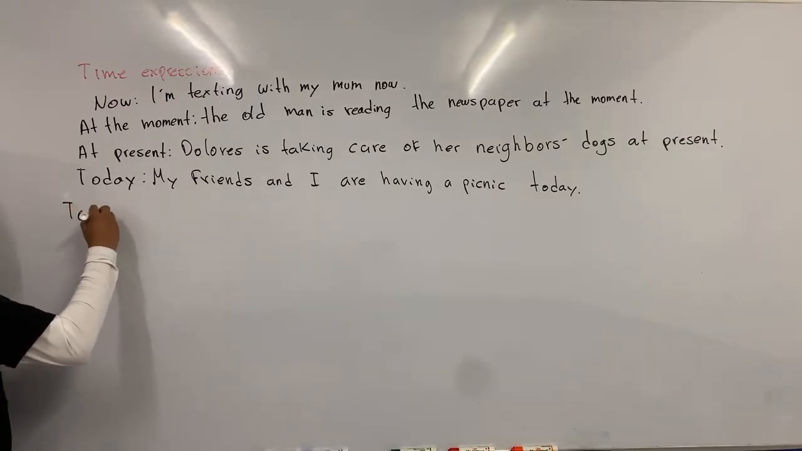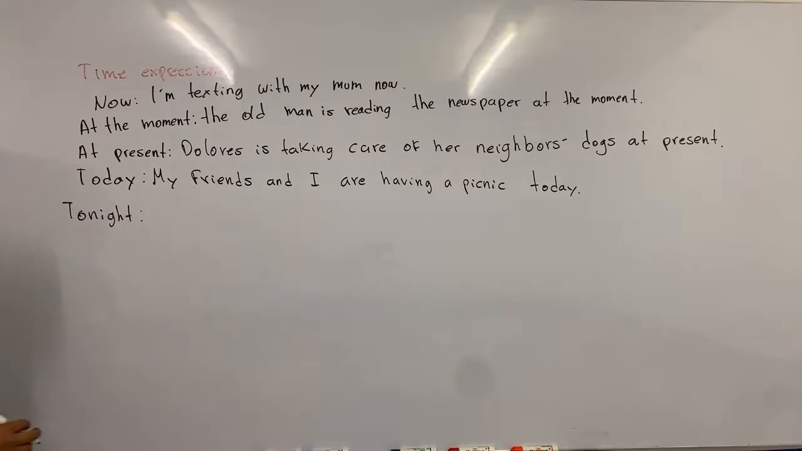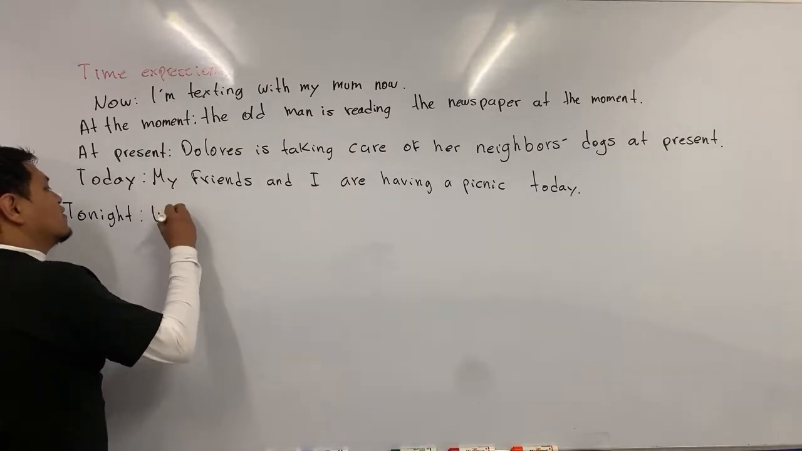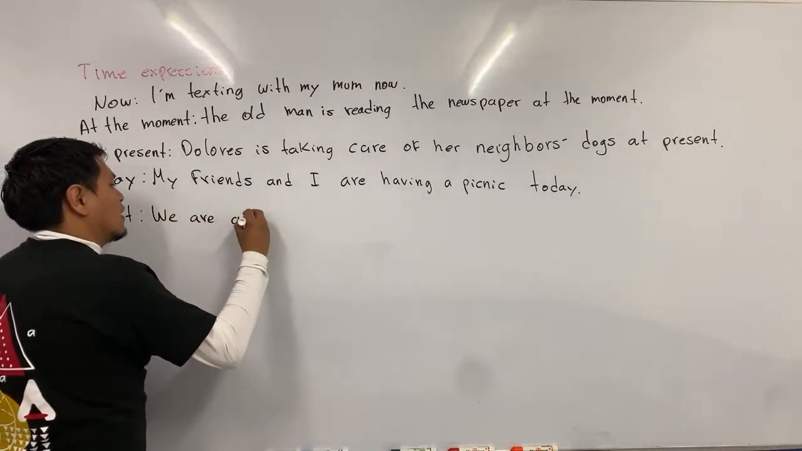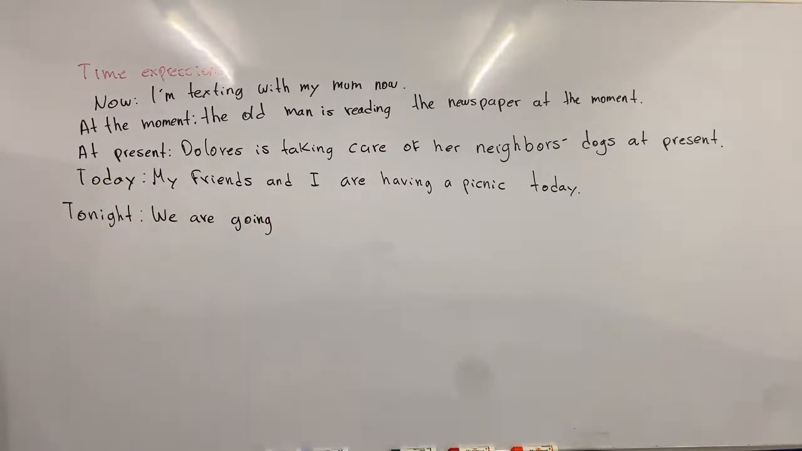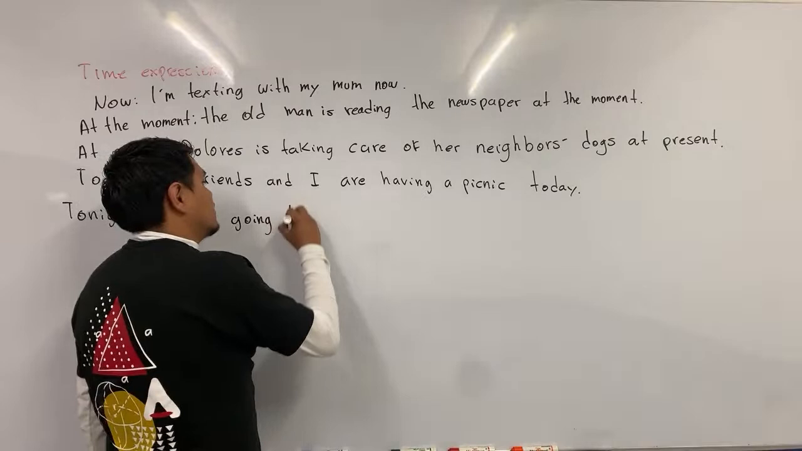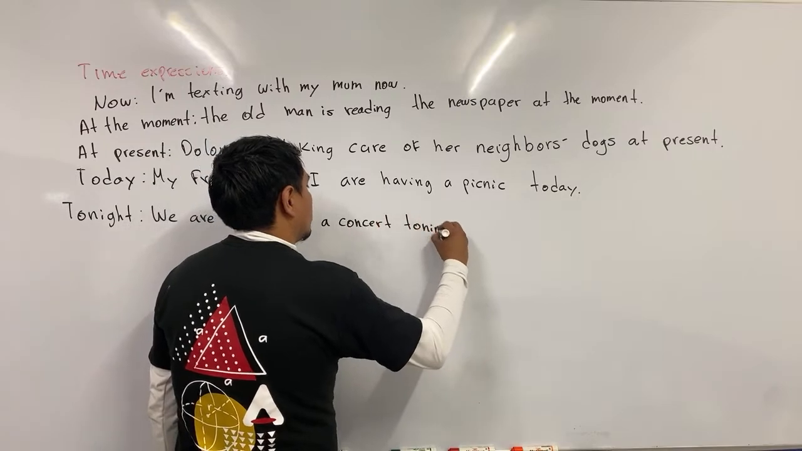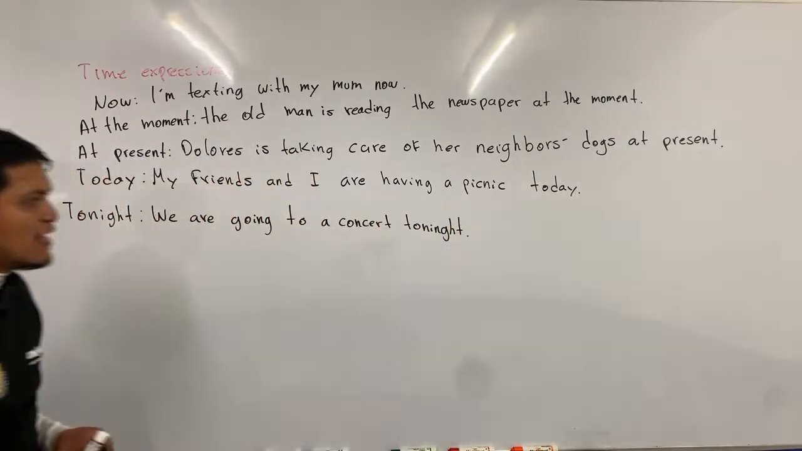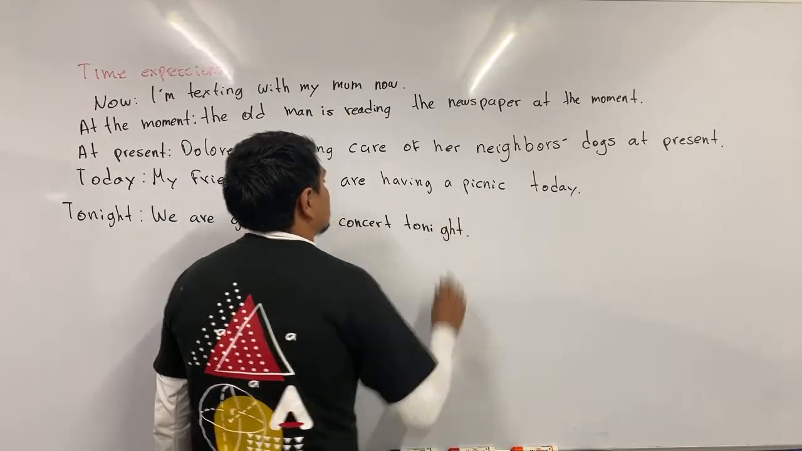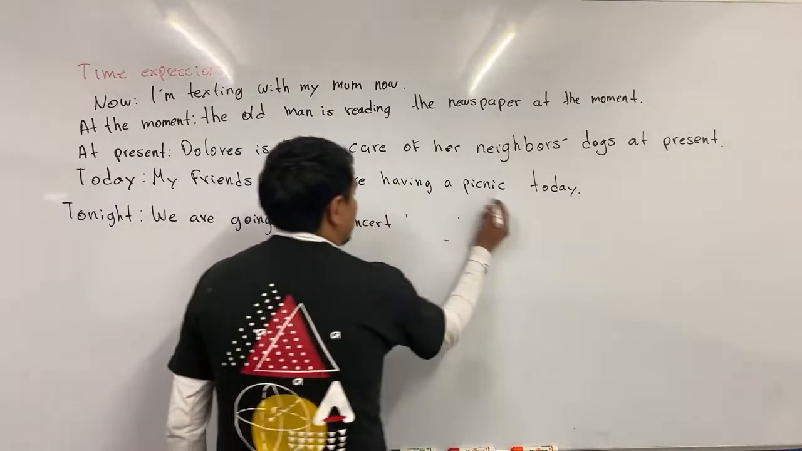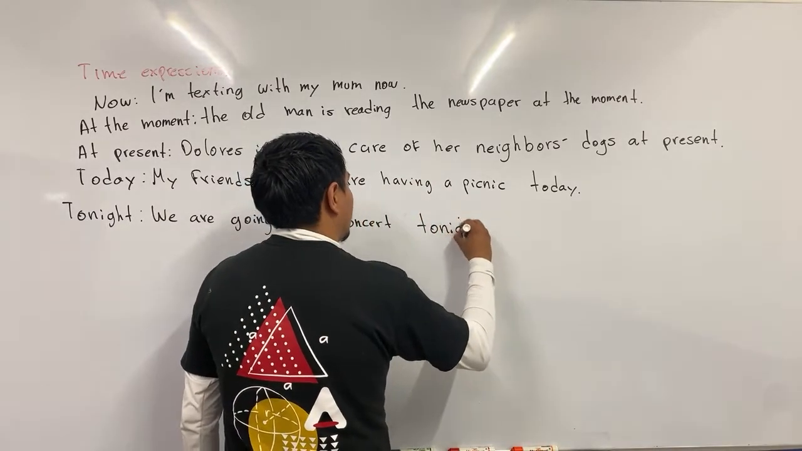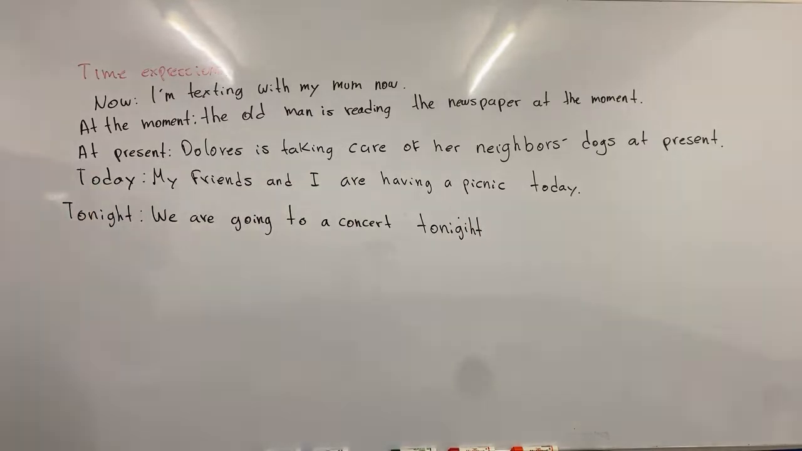Now, tonight. One example with tonight: we are going to a concert tonight. Tonight, without this N. Tonight. Right? And again, tonight.